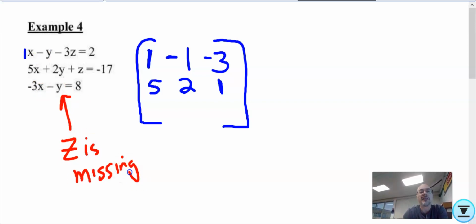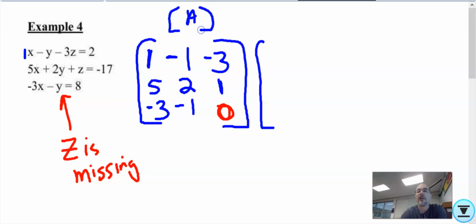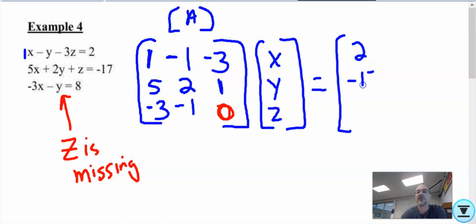Okay, well, since the Z is missing, and you got to go alphabetical, whatever letter's missing, you got to put a 0 in that spot. So that means since Z is missing, and that's the 3rd letter, we put the 0 in the 3rd spot. If Y was missing, we would put 0 in the 2nd spot. If X was missing, we would put 0 in the 1st spot. Okay, but they're not missing. All right, and then we put a negative 3 here and a negative 1 here. Now, that's matrix A. All right, and then this is X, Y, Z. And then matrix B is 2, negative 17, 8.